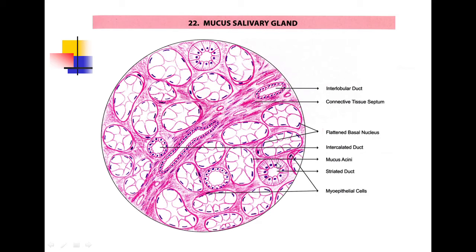Then you can see the ducts. This is the striated duct. This is the intercalated duct. This is the striated duct. You can see the striations. And in the connective tissue septa, these are the interlobular ducts. So copy this diagram in your journal.